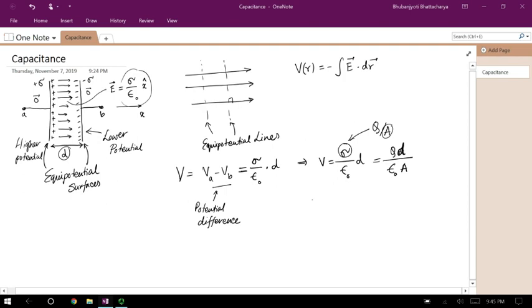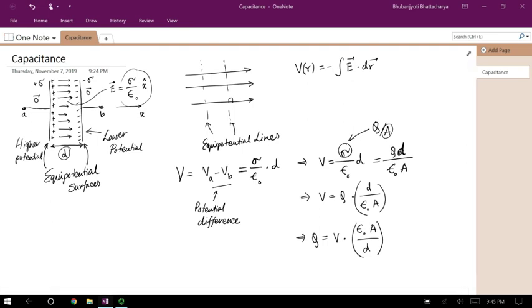Okay, so this means that V and Q are related. V is equal to Q times D over epsilon 0 A. Or I could rewrite this as Q is equal to V times epsilon 0 A over D. So this tells us that if I charge this setup, which has a set of parallel plates, by putting a battery in the circuit.